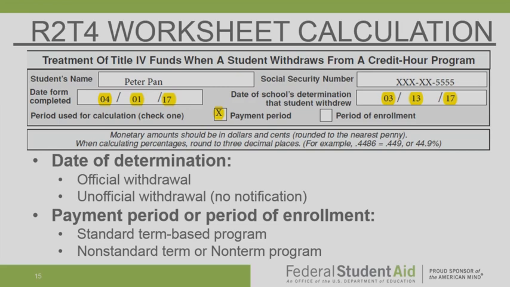Payment period, this is your semester, trimester, quarters, your terms. Period of enrollment is a combination of that: 2 semesters, a combination of 3 quarters. For a school that is standard term-based program, you can only use payment period as a basis for this calculation. If you are non-term or non-standard term, like your clock hours, you have a choice. You can use payment period or period of enrollment as a basis for your calculation.